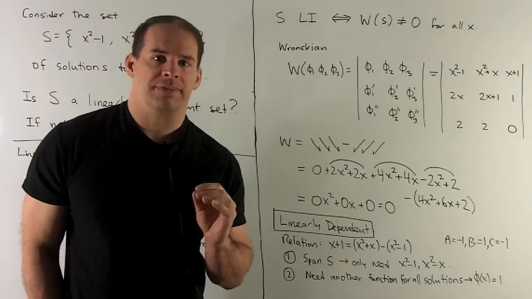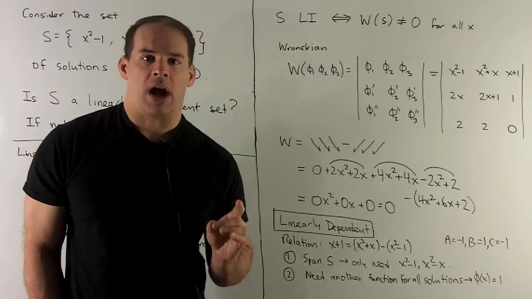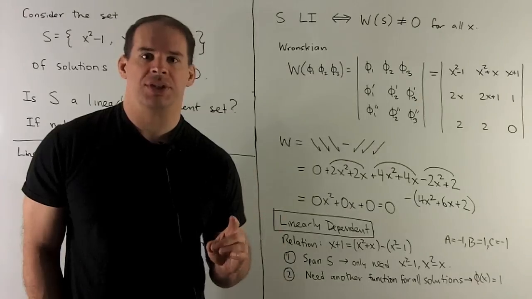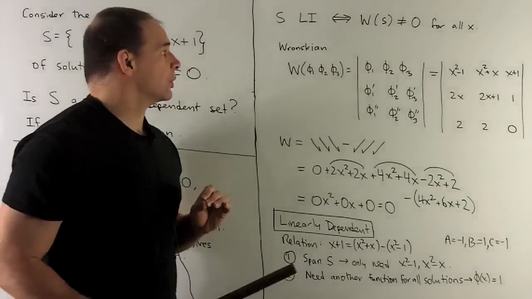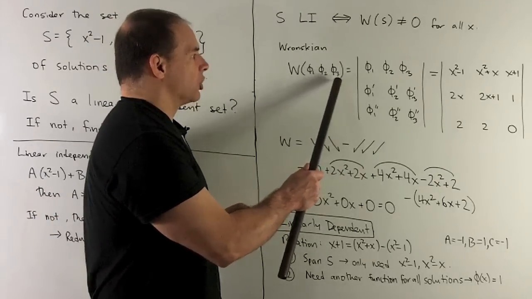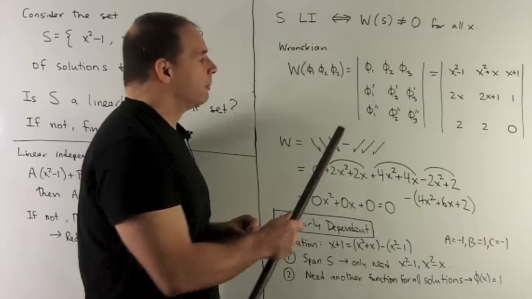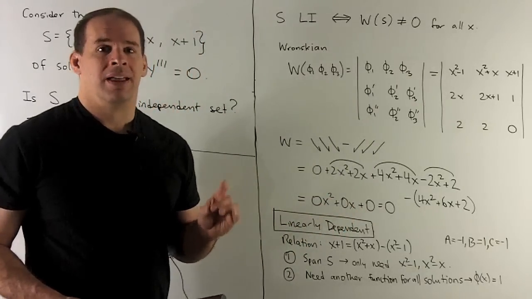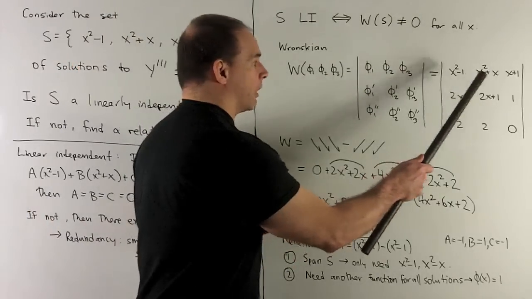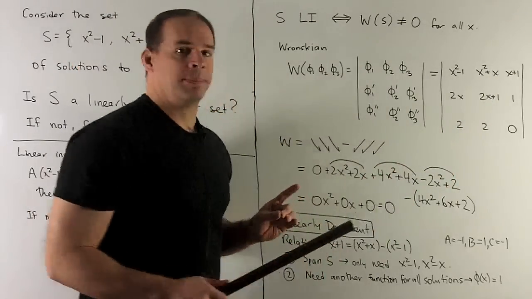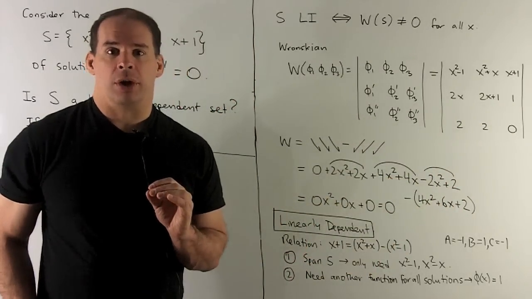For linear independence, we use the following theorem. Our set S is linearly independent if and only if the Wronskian is non-zero at all points in the domain. For the Wronskian, we define this as follows. Take our set of functions, load our functions into the first row of a matrix, first derivatives into the second row, second derivatives into the third row. Then I take the determinant. In our special case, x squared minus 1, x squared plus x, x plus 1, the derivatives, and then the second derivatives. Then we only need to take the determinant.